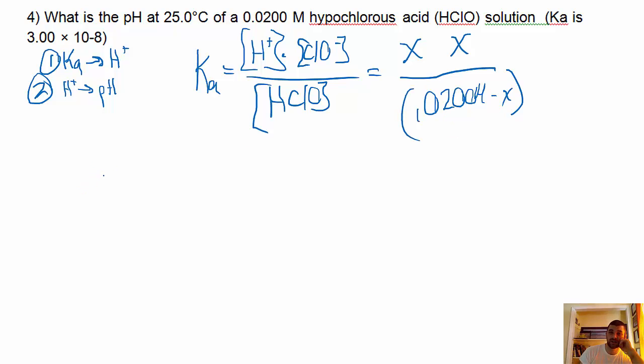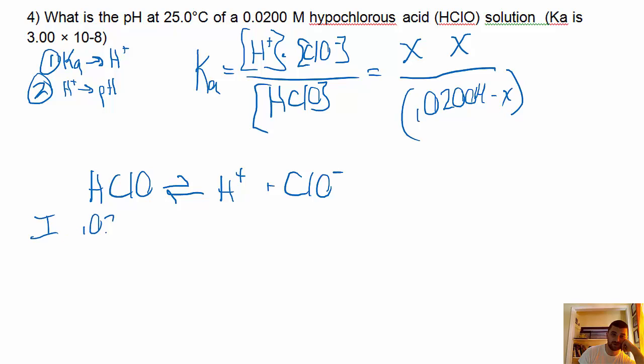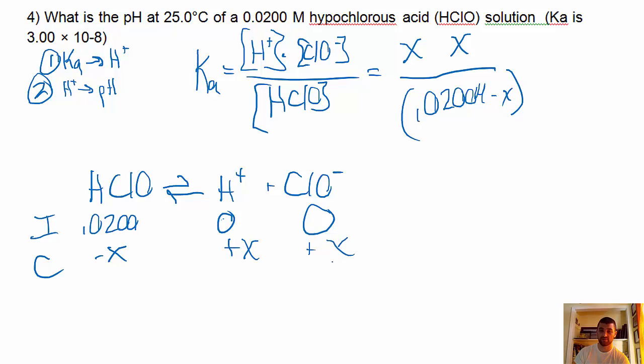How do you get that? Well, I could set up an ICE box, which I'll do. So I started with HClO, and it broke apart to become H+ and ClO-. Initially I started with 0.0200 molar HClO. I had no H+, and I had no ClO-. Then the change. Well, I don't know how much it is, so I'm going to call it X. I used up X amount. I made X amount of H+, and I made X amount of ClO-. So at equilibrium, I'm going to have 0.0200 minus X, plus X, and plus X. So that's how I got those numbers up here.